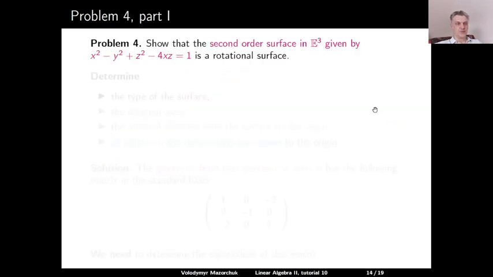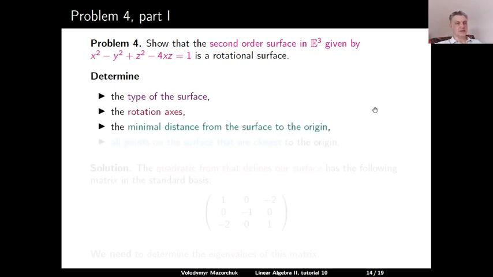Problem 4. Show that the second order surface in the Euclidean space E3, given by the equation x squared minus y squared plus z squared minus 4xz is equal to 1, is a rotational surface. Determine the type of this surface, the rotation axis, the minimal distance from the surface to the origin, and all points on the surface that are closest to the origin.